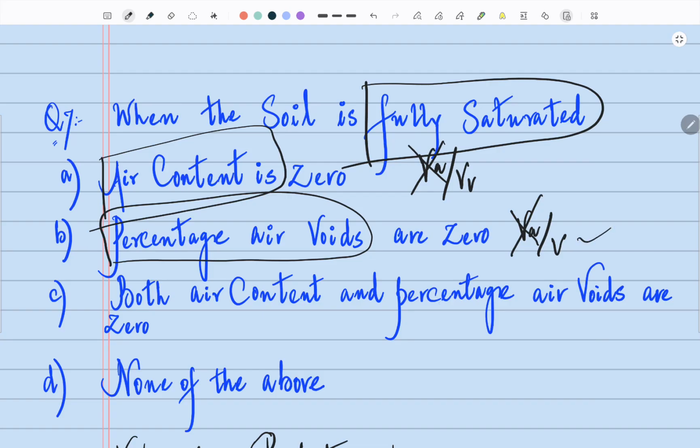Both air content and percentage air voids are 0 when the soil is fully saturated. This is the correct option.